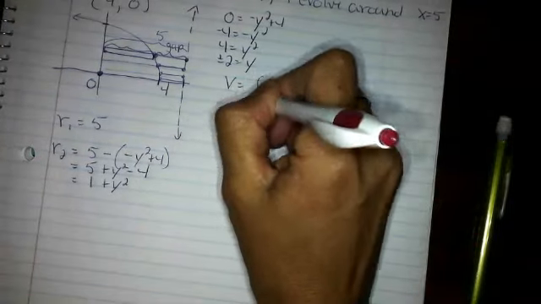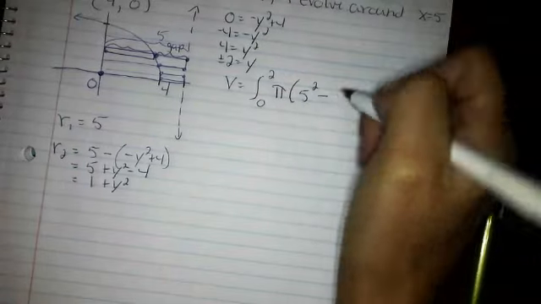So I know I'm going from 0 to 2. Pi R1 is 5 squared. I'm doing the washer formula. Minus this one squared.